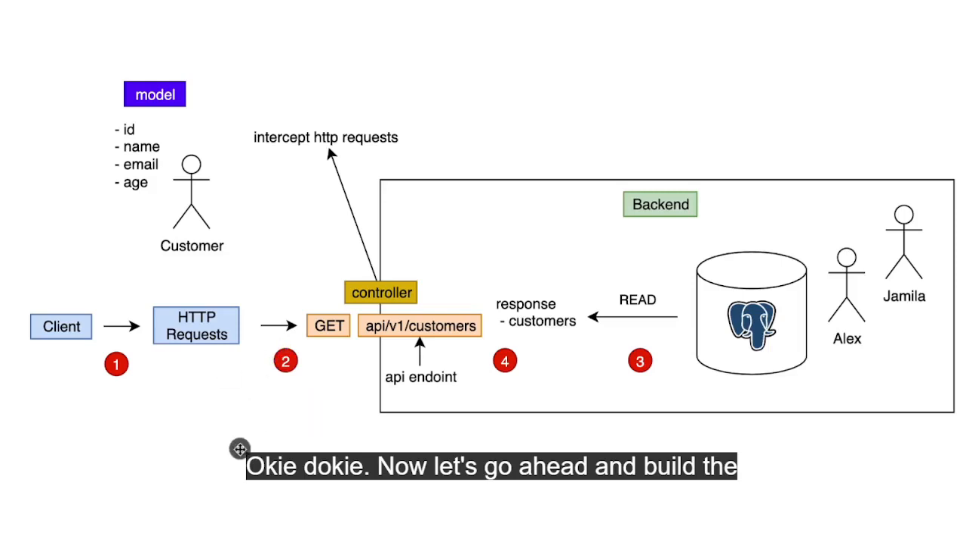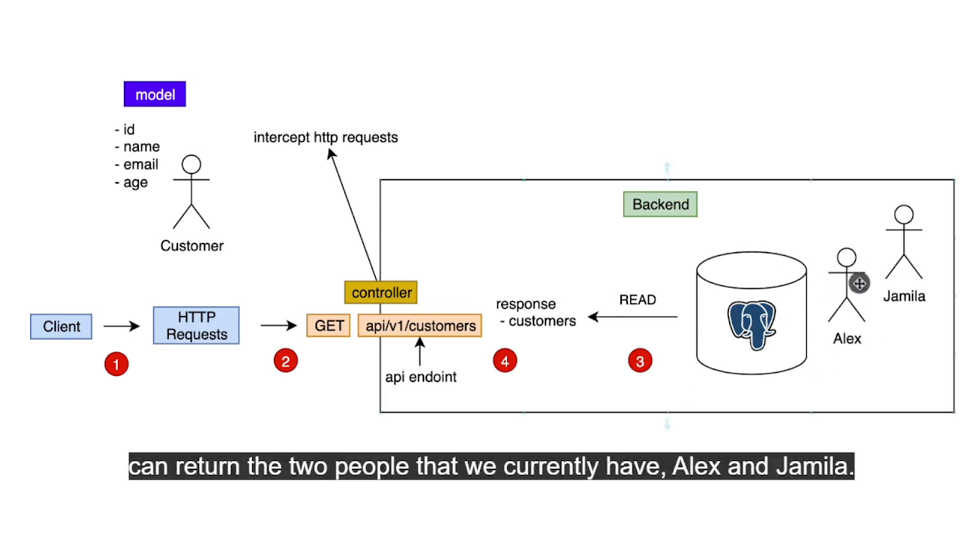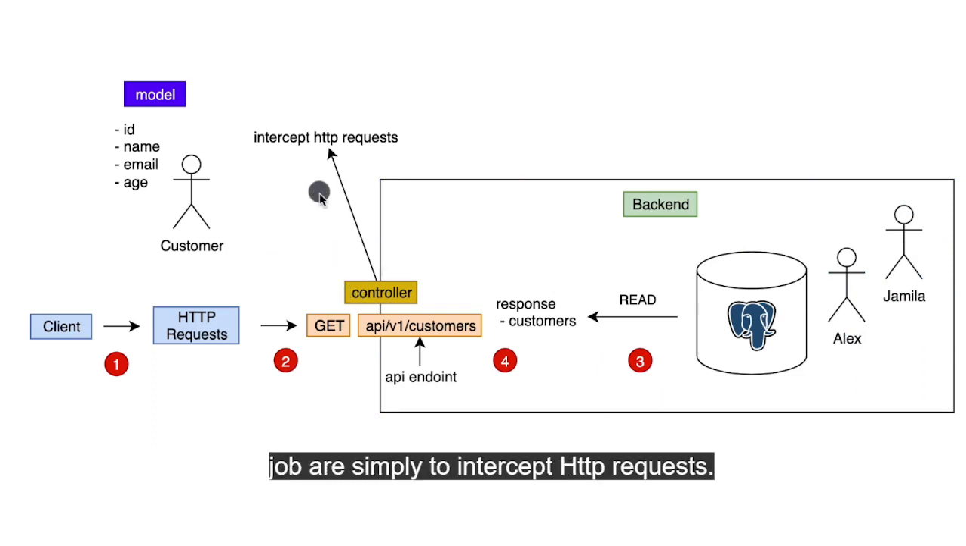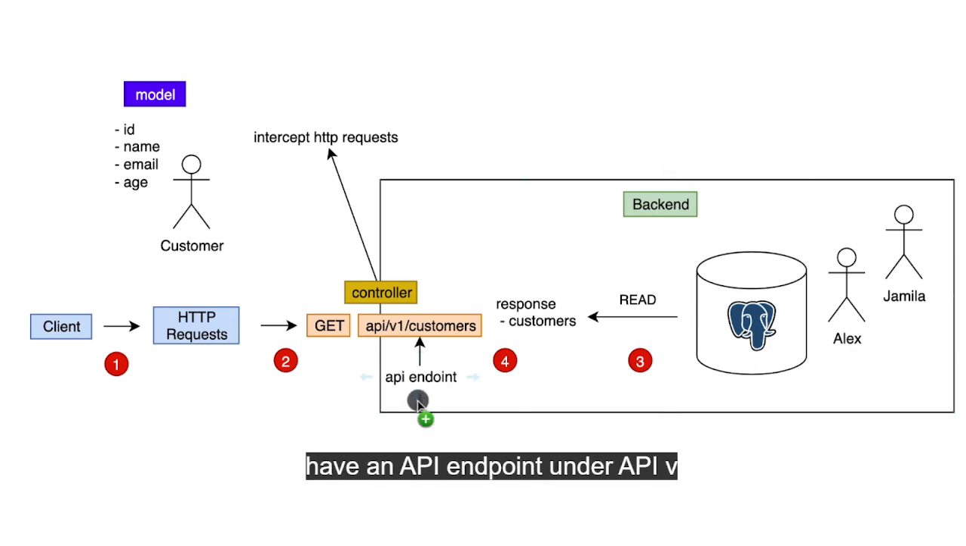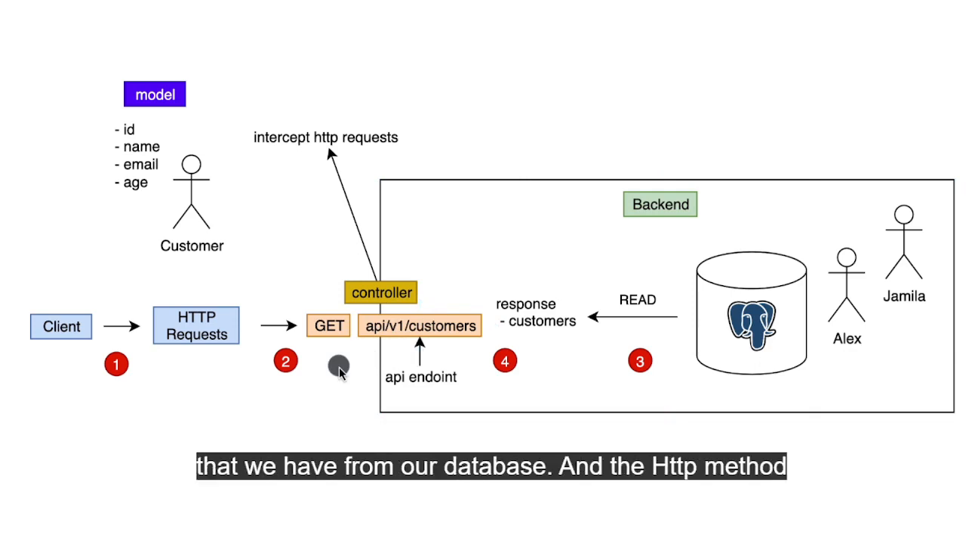Okie dokie. Now let's go ahead and build the API endpoint that will be able to intercept the HTTP request coming from the client so that we can return the two people that we currently have, Alex and Jamila. In Spring, we have something called a controller, and a controller's job is simply to intercept HTTP requests. So later we're going to refactor things, but for now, let's just have an API endpoint under /api/v1/customers to give us back data that we have from our database. And the HTTP method that we want is GET.